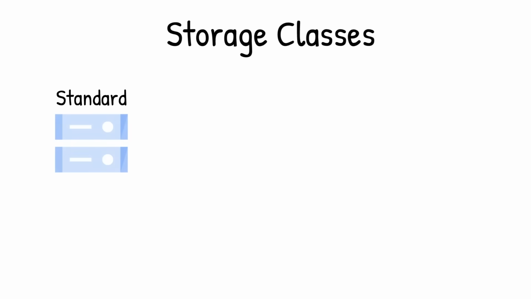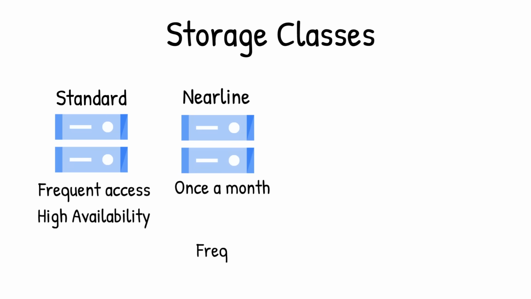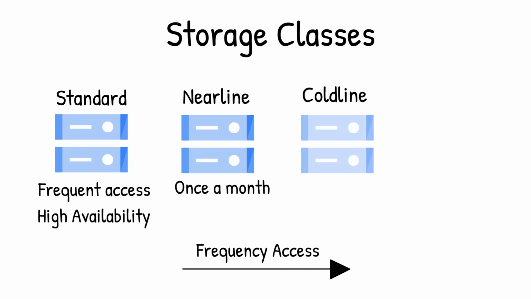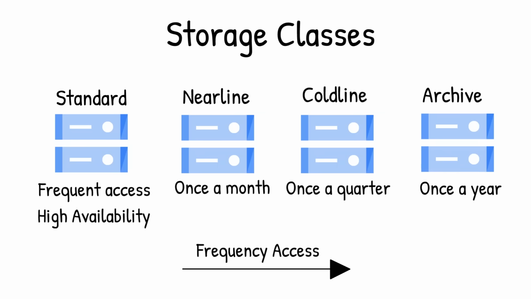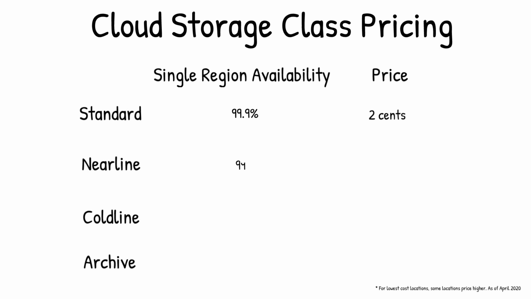Choose standard regional or multi-regional buckets for high performance, frequent access, and highest availability. Nearline for once-a-month access, Coldline for less than once a quarter, and Archive for data that you want to put away for years. It costs a bit more to use standard storage because it allows for automatic redundancy and frequent access options. Nearline, Coldline, and Archive storage offer 99% availability and cost significantly less.